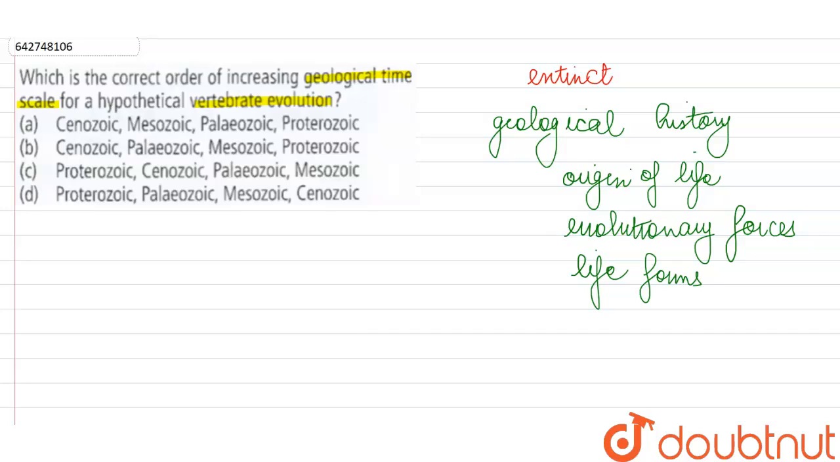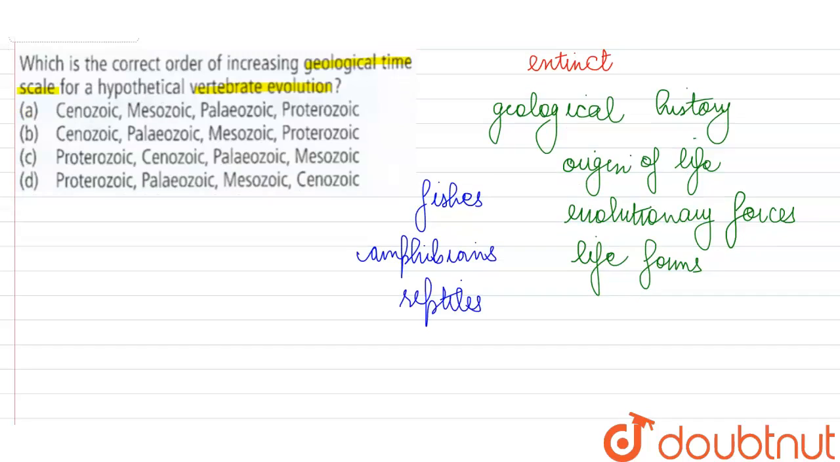So if we talk about the vertebrate evolution, what are the vertebrates? They are the higher animals in which we are going to place many different categories. We have the fishes, then the amphibians, after this came our reptiles, and then finally we had the birds and the mammals. So all of these groups are going to fall under vertebrates, and if we talk about the evolution of vertebrates, we are broadly going to divide the geological history into 4 different eras.